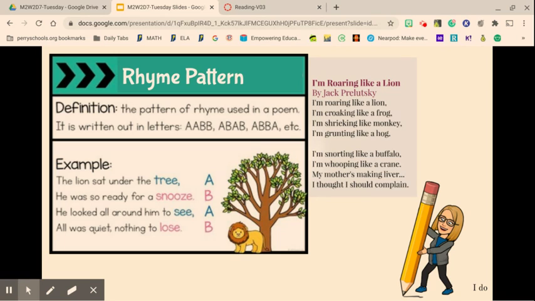So for example, the lion sat under the tree. He was so ready for a snooze. He looked all around him to see. All was quiet, nothing to lose.